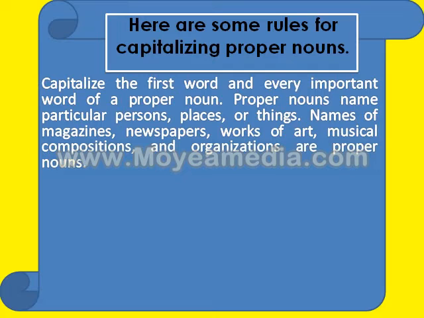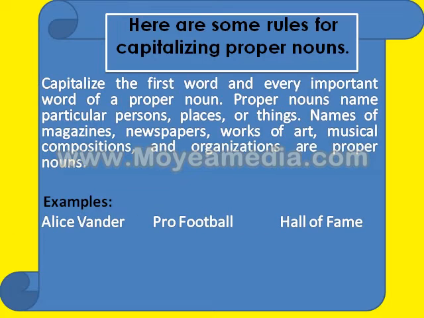For example, we have Alice Vander. As you can observe, each first name, the beginning or the first word is written in capital letter. The letter A for Alice and the letter V for Vander. For the second word, we have pro football. As you can observe, P is capitalized, same as with F. Hall of Fame. As you can see, H is capitalized and F as well. Let's have more example.